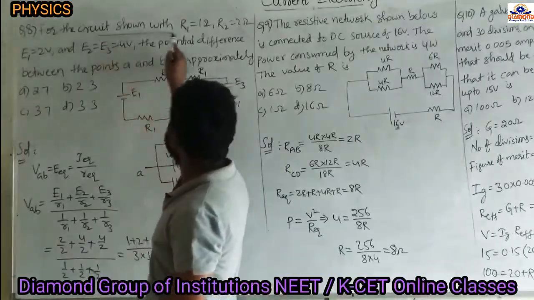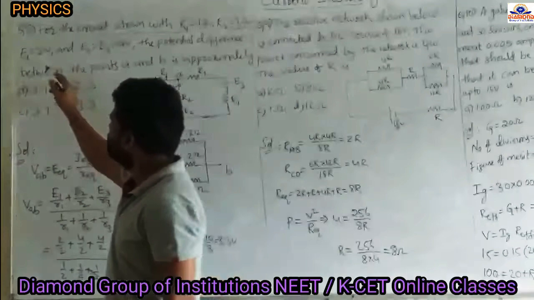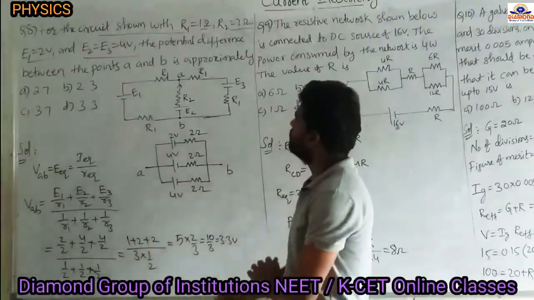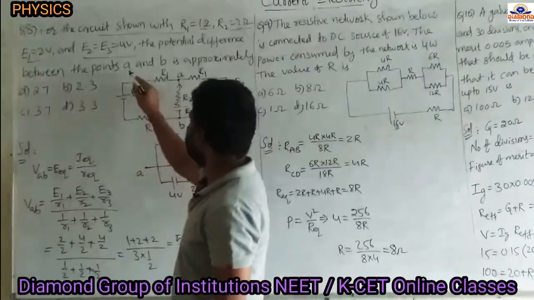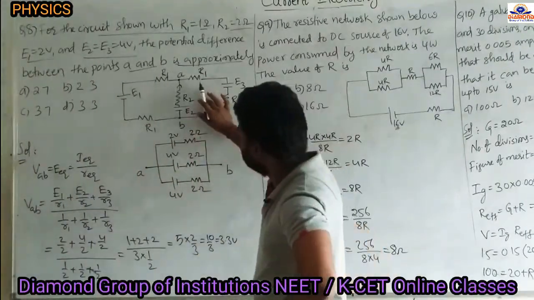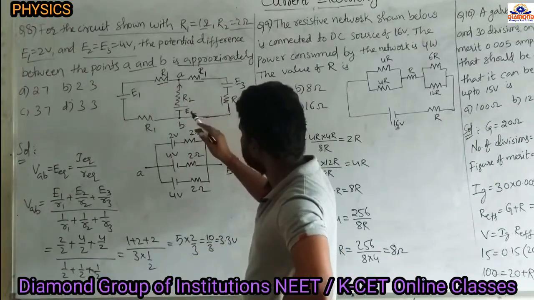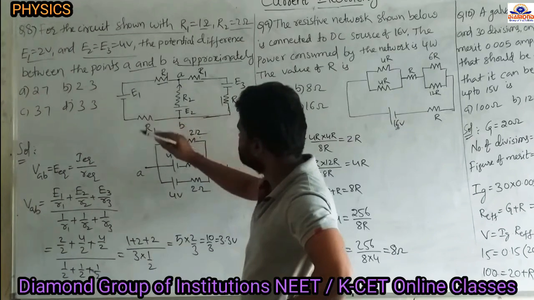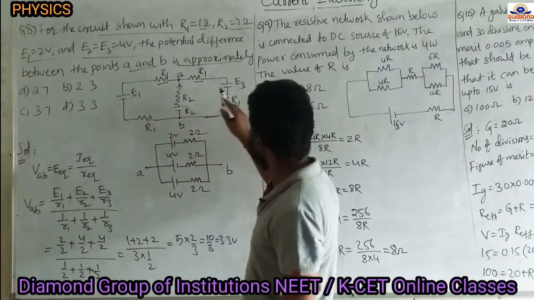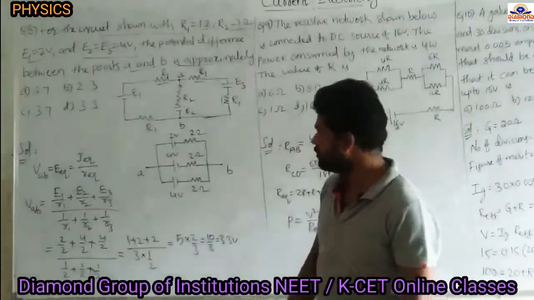For the circuit shown with R1 equal to 1 ohm, R2 equal to 2 ohms, E1 equal to 2 volt, E2, E3 equal to 4 volt. The potential difference between the points A and B is approximately. Okay, this is the circuit diagram they given. This is the R1, R1, R1. This is the R2. And this one is R1. Here E1 battery, here E2, and here E3. That E1, E2, E3 values and R1, R2 values also given.